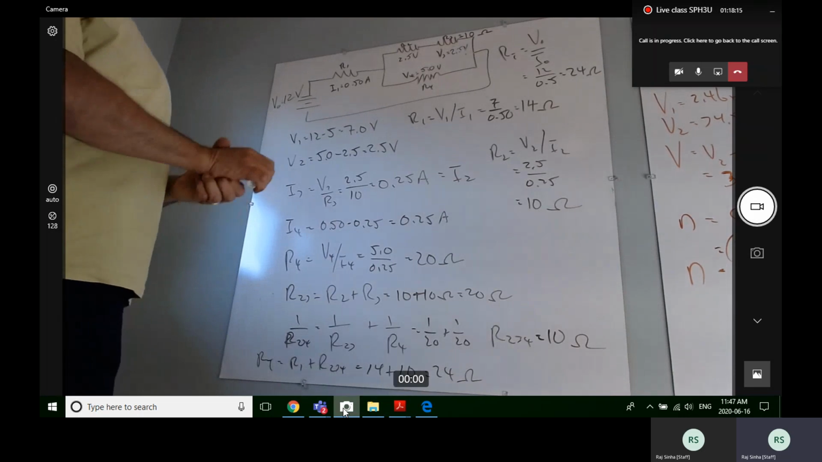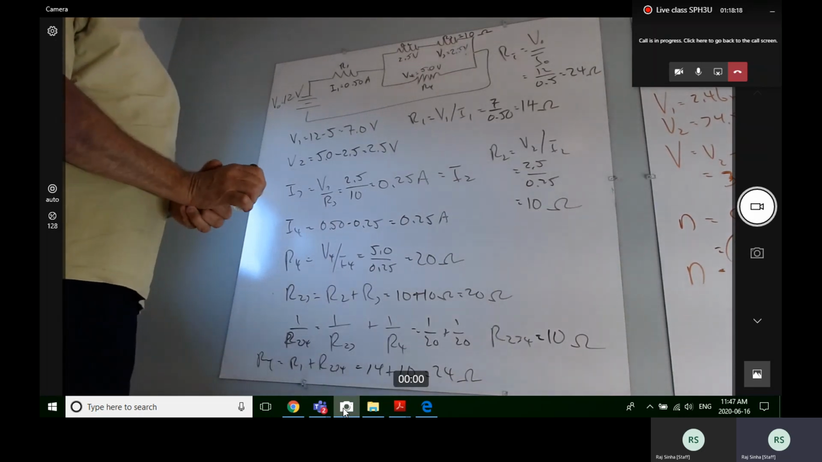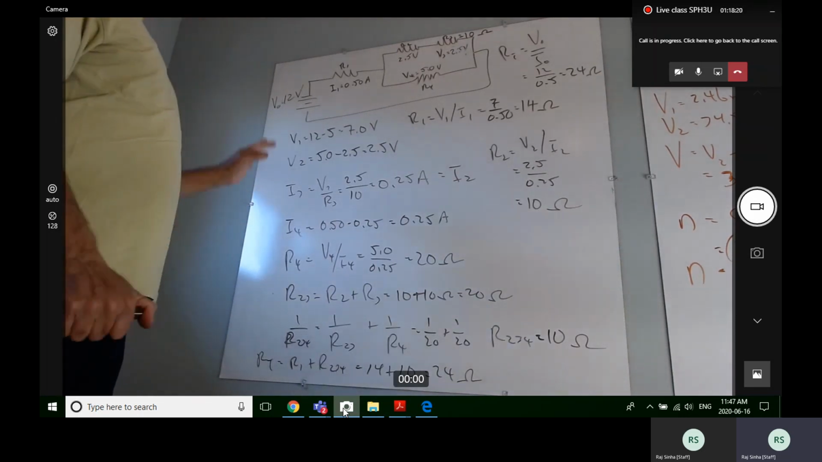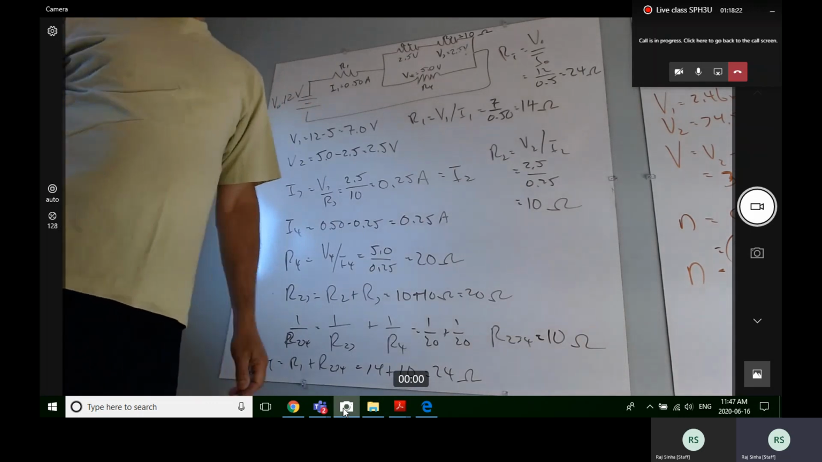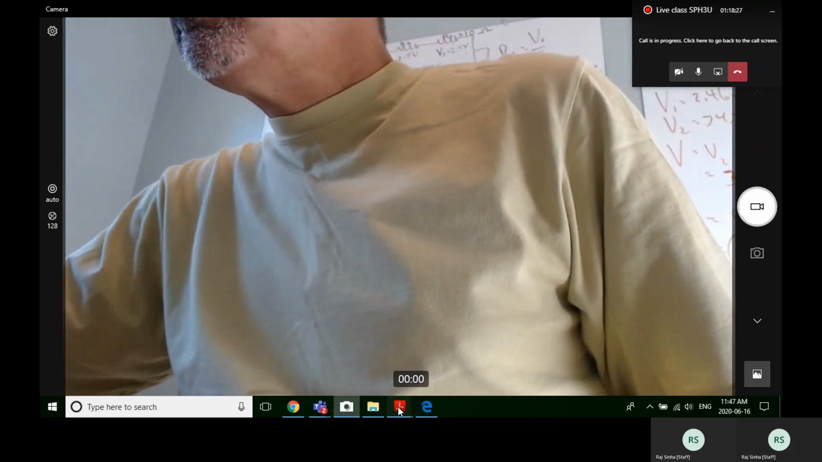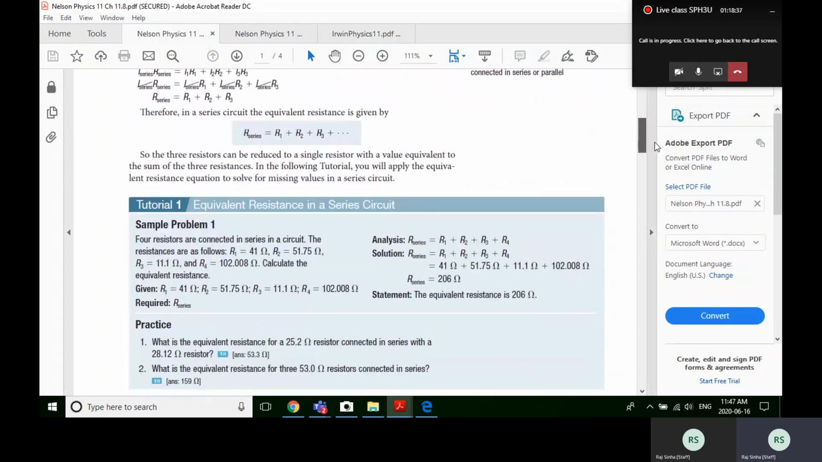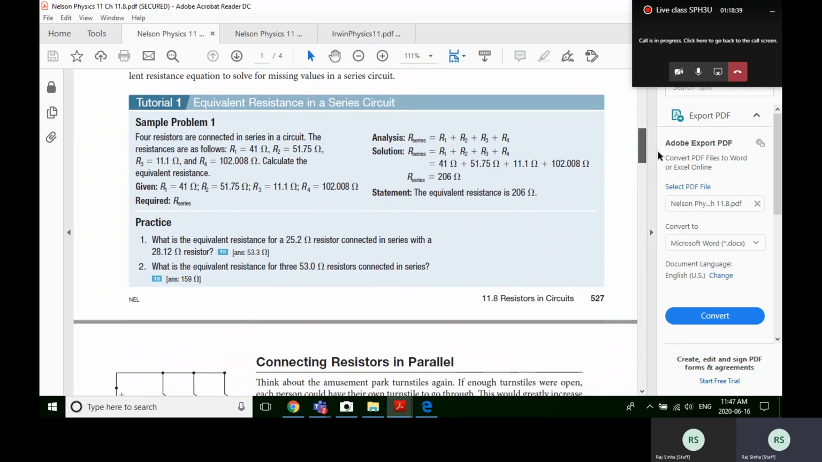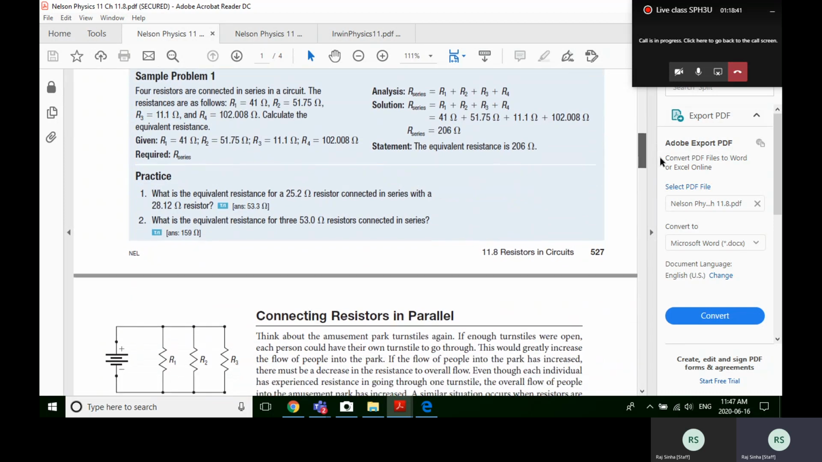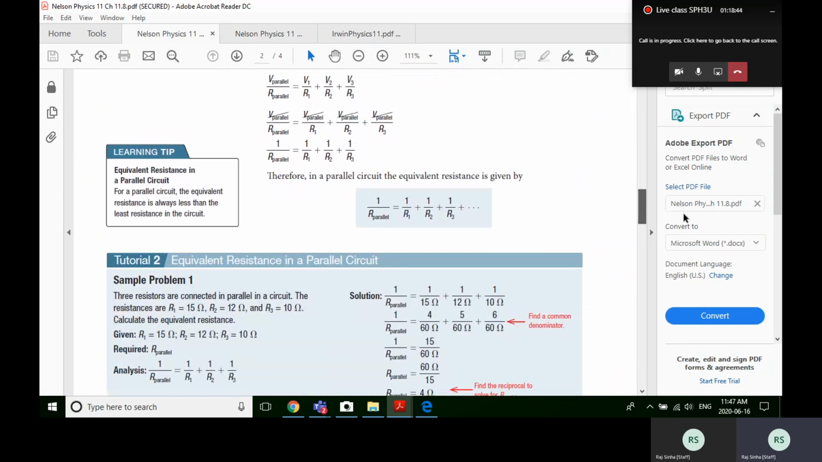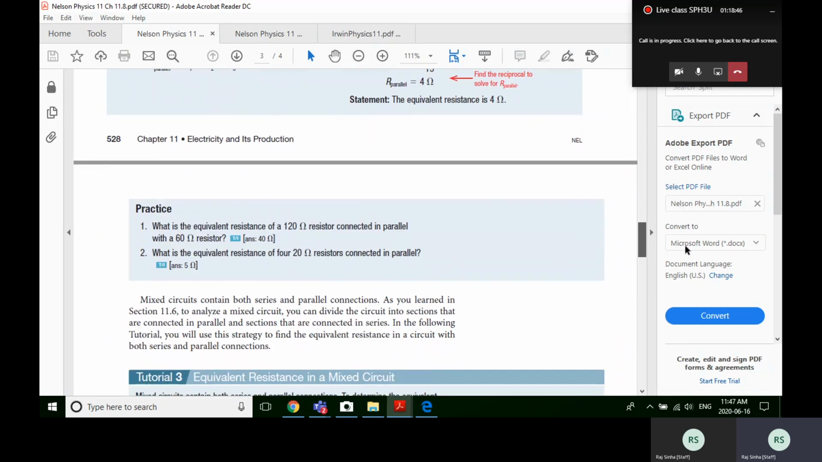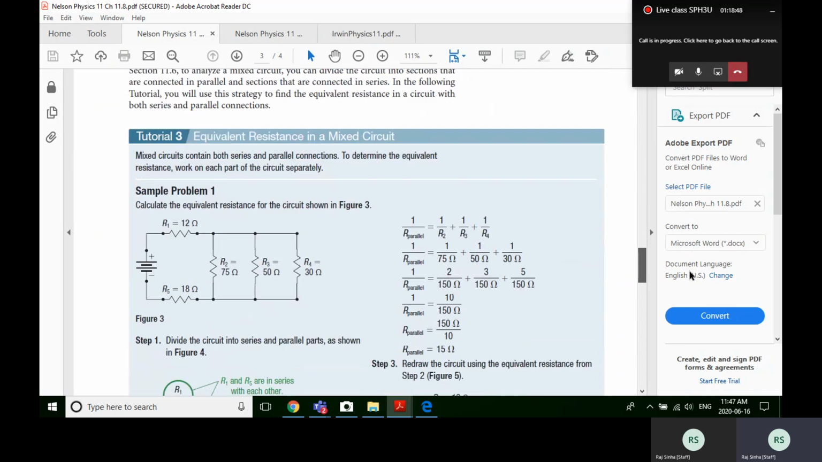Hopefully you've done the series ones first and the parallel ones first, and then you can jump into these complex ones. So I'm going to stop there. I've got another document here that I'll post. This gives you practice with just series and parallel resistors. Again, this is 11.8. So I'll post this. There is a sample problem there and a couple of practice questions. For parallel resistors, again, there's a sample problem and a couple of practice questions.